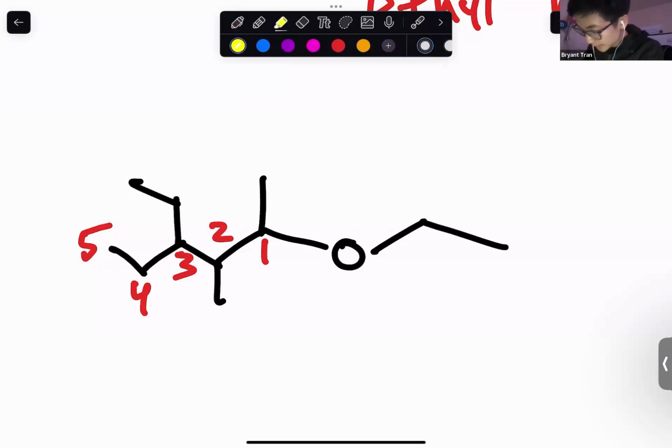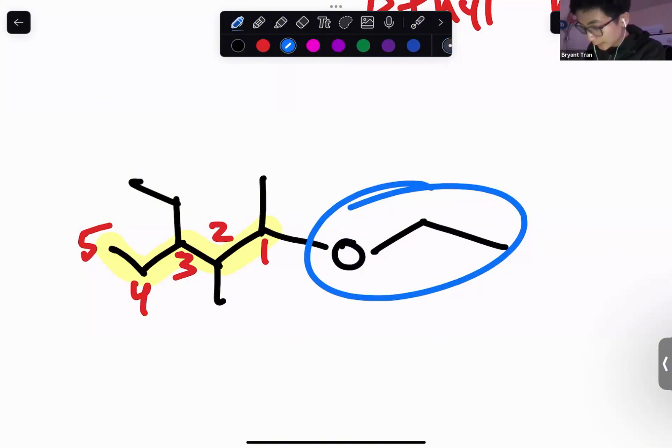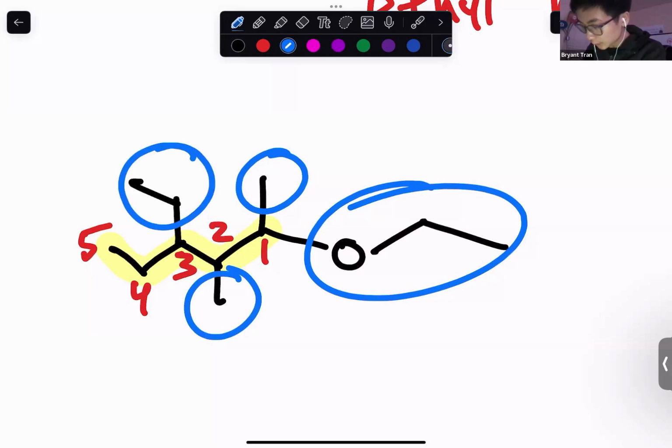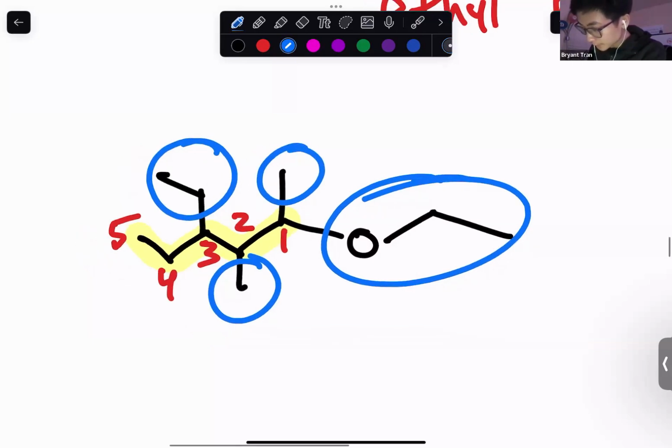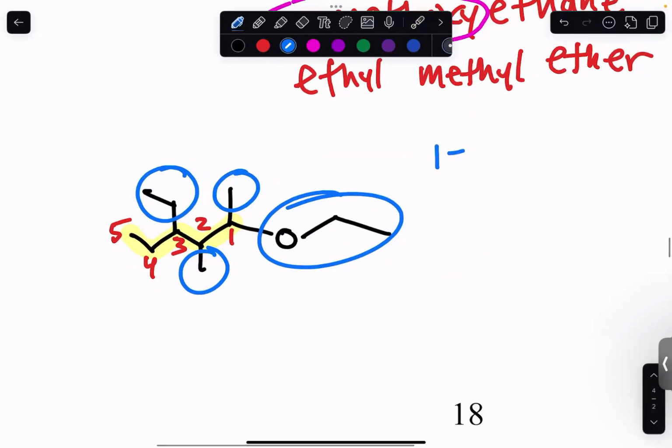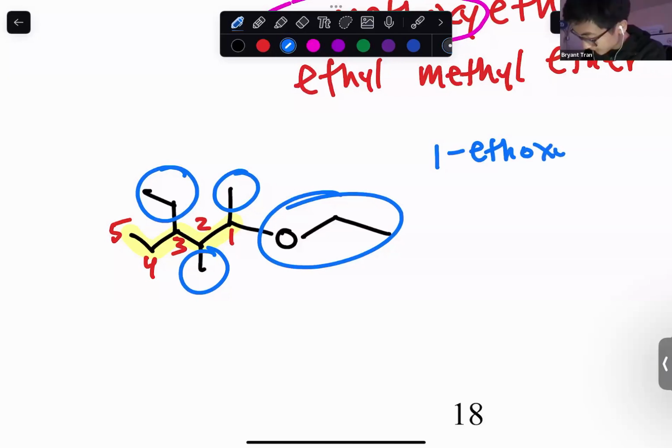Right, because if I highlight the main chain here, 1, 2, 3, 4, 5, at carbon 1, we have an ethoxy right there. I'm going to circle all of our substituents in blue. Those are all of our substituents right there, where that substituent right here is ethoxy, right? So we have 1-ethoxy. And what are our other substituents, and how would we present them in our IUPAC name?